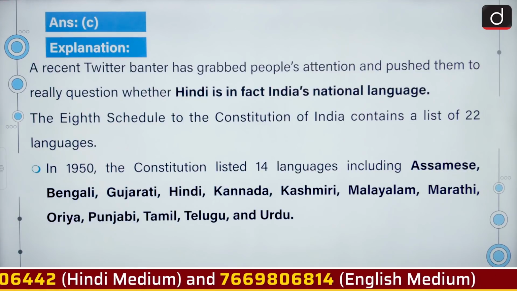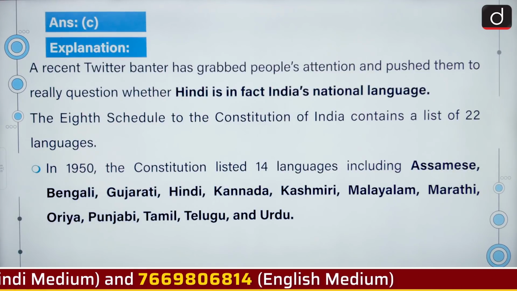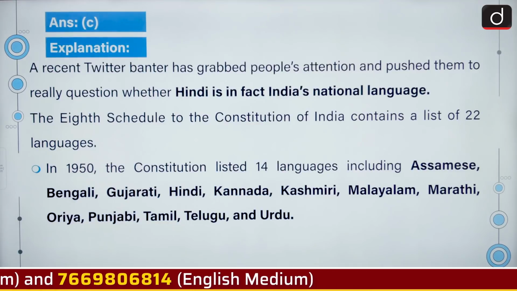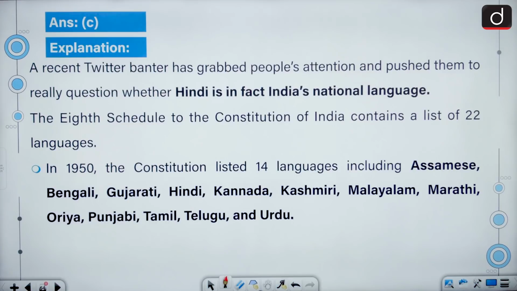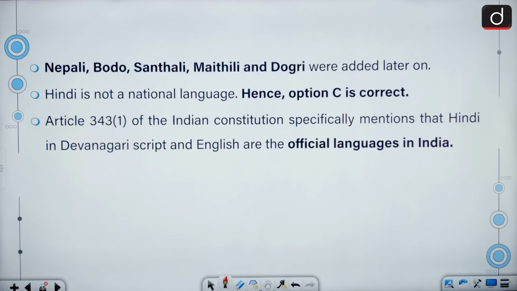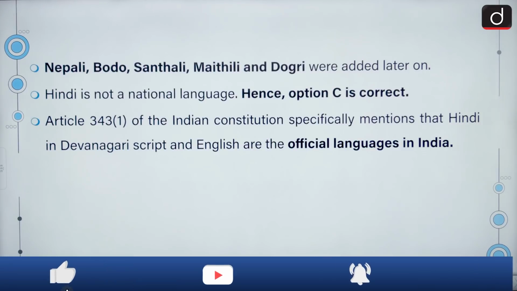The 8th Schedule of the Constitution contains a list of 22 languages. In 1950, the Constitution listed 14 languages like Assamese, Bengali, Gujarati, Hindi, Kannada, Kashmiri, Malayalam, Marathi, Odia, Punjabi, Tamil, Telugu and Urdu. Nepali, Bodo, Santhali, Maithili and Dogri were added later on. Hindi is not a national language, but Article 343, Clause 1 of the Indian Constitution specifically maintains that Hindi in Devanagari script and English are the official languages.